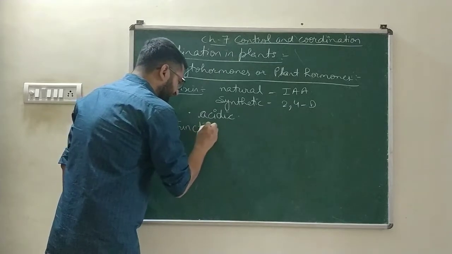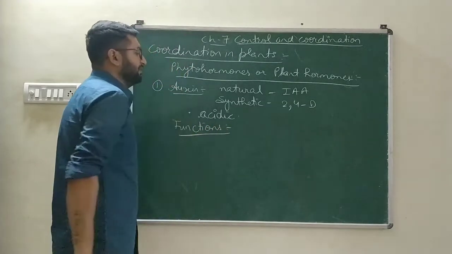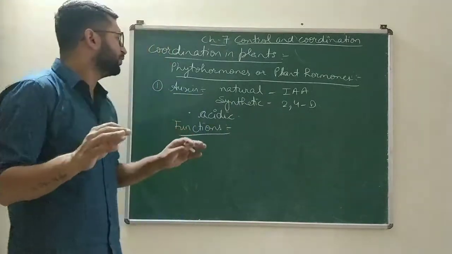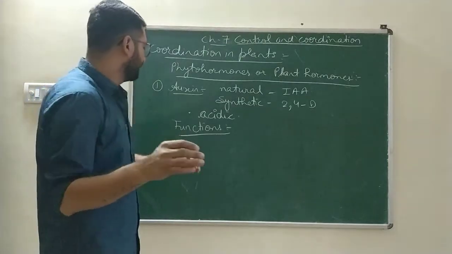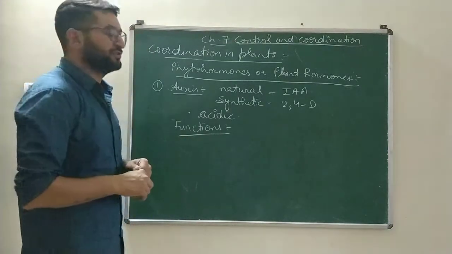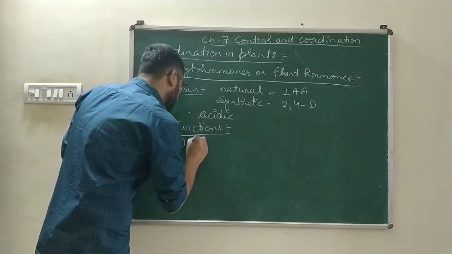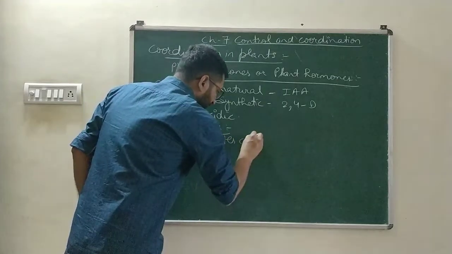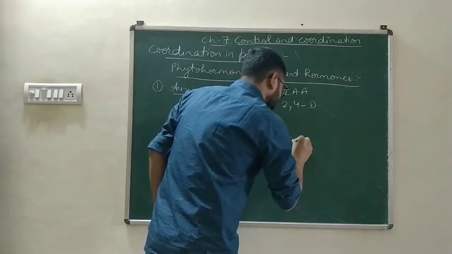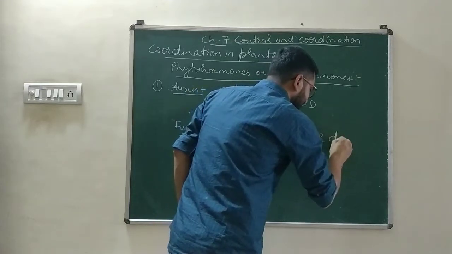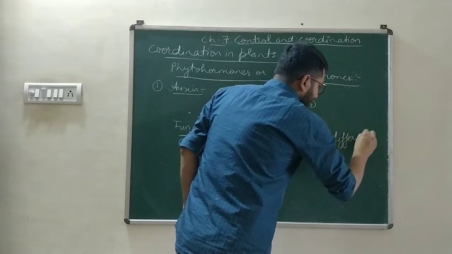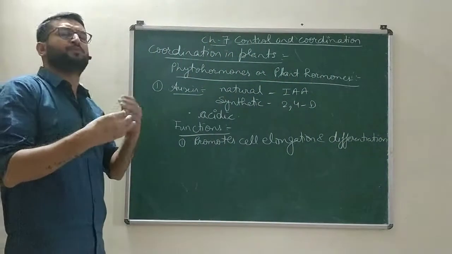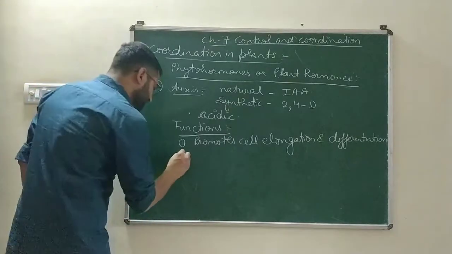The important thing for your 10th class is the functions of the hormones. These examples are not in your syllabus, you can leave them for 10th class, but if you know 1 or 2 examples, it will be very useful for you. Out of the functions of auxin, the first function is that auxins promote cell elongation and cell differentiation. So these are growth promoting functions of auxins.